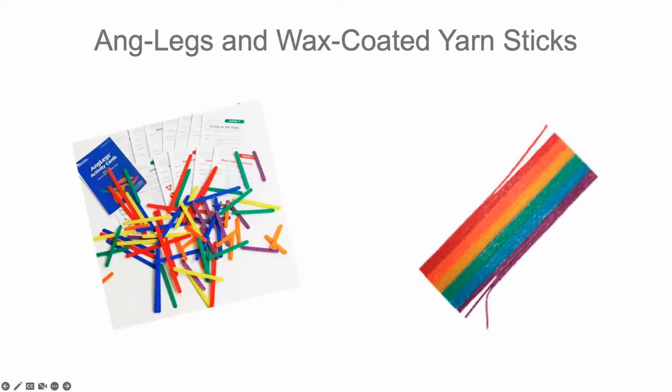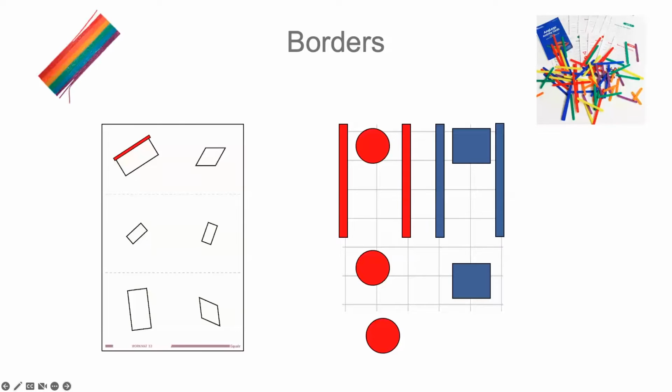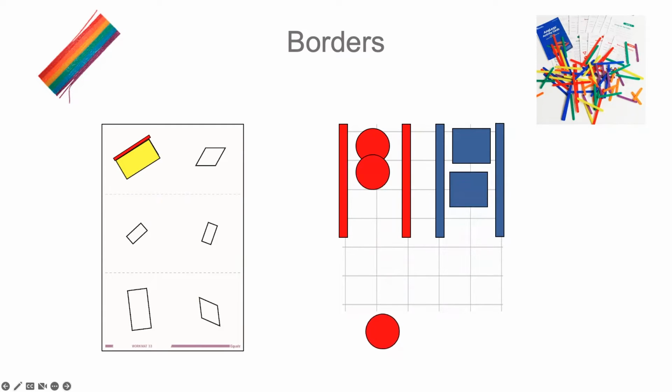The Wikki Stix pictured on the right are labeled within the lessons as wax-coated yarn sticks. These are useful math tools as well as a physical support for students with motor challenges. Wax-coated yarn sticks can be secured on work mats showing shapes or designs to provide a tactile border or a barrier when sliding or matching shapes in different orientations. Wax-coated yarn sticks can be used to create sorting boundaries for students who have greater success when sliding objects rather than picking them up and moving them.